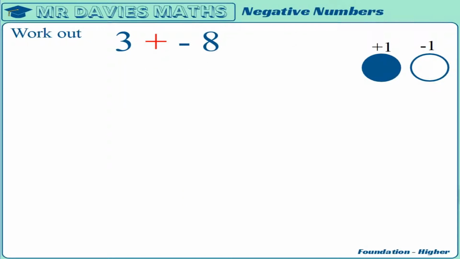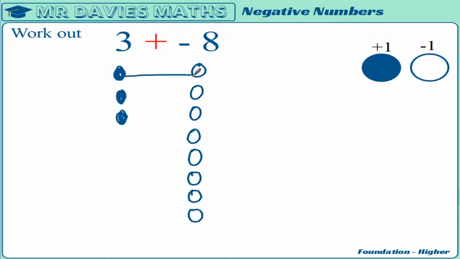Okay, so similar process. I've got 3 positive numbers, 1, 2, 3, and I'm going to group it together with 8 negatives, 1, 2, 3, 4, 5, 6, 7, 8. Cancel, cancel, cancel. I am left with 5 negatives, which is -5. Next question.